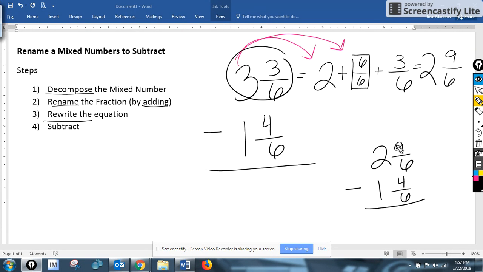Now I can subtract the whole numbers, and I can subtract these two fractions because my numerators are in the appropriate place. I can subtract 4 from 9, or I can say 9 minus 4. So we usually start with the whole numbers. 2 minus 1, that's 1 whole. And then 9 minus 4 is 5, and we leave the denominator the same. And that's pretty much it.